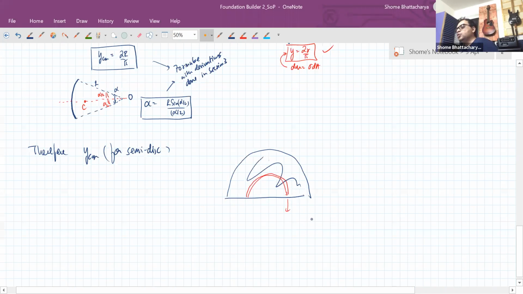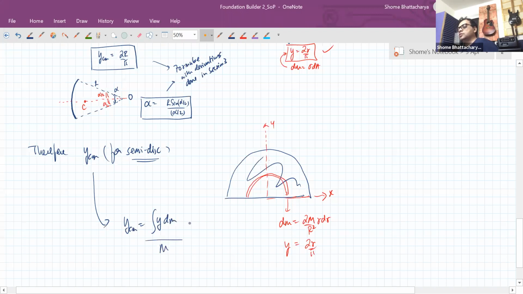It has a dm of 2m upon capital R square into r dr, and the y coordinate of its center of mass is 2r by pi. Okay. So the center of mass of this semi disk will be given by the formula integration y dm divided by total mass. So we will replace y with 2r by pi and dm with 2m by capital R square r dr.